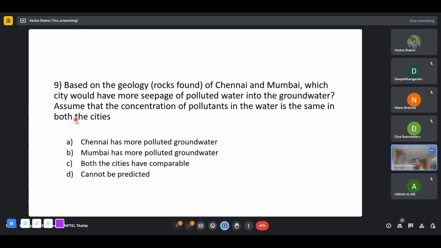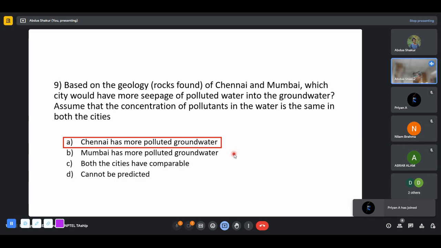Based on the geology of Chennai and Mumbai, which city would have more seepage of polluted water into the groundwater? Assume that the concentration of pollutants in the water is the same in both cities. Chennai has more polluted groundwater, Mumbai has more, both have the same, or cannot be predicted. Based on the geology of rocks, Chennai has more polluted groundwater because the rocks are relatively more permeable for this water. So a lot of surface water seeps into the groundwater and thereby contaminates it.